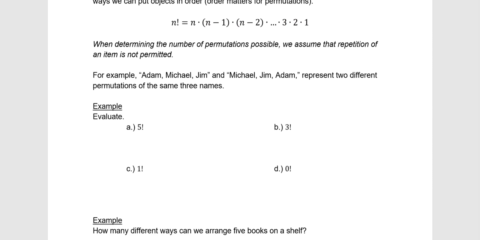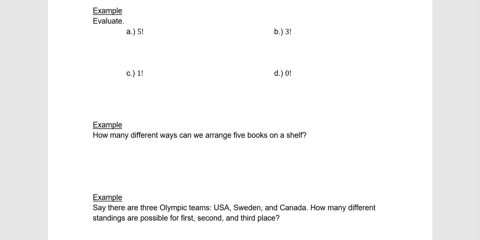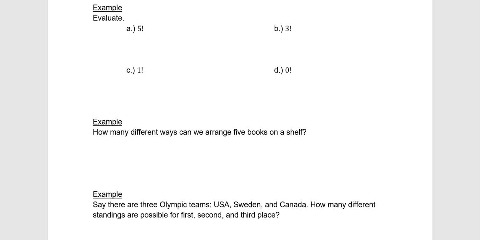Okay, so when determining the number of permutations, we assume that repetition of an item is not permitted. For example, if we have the names Adam, Michael, Jim, and then we also have the names Michael, Jim, Adam, these are 2 different permutations of the same 3 names. So order matters since these are not in the same order. They don't represent the same permutation. So let's evaluate some of these to get some practice doing it by hand. There's also a button in the calculator under the PRB button for probability.